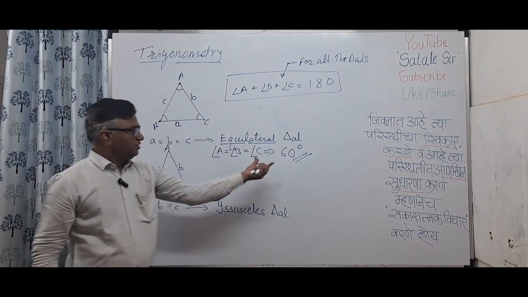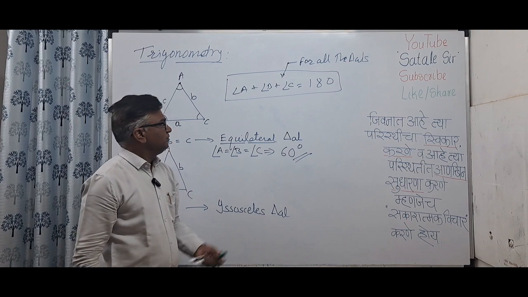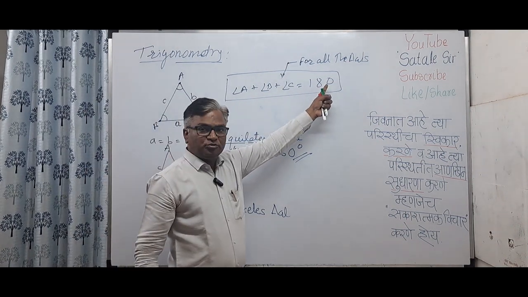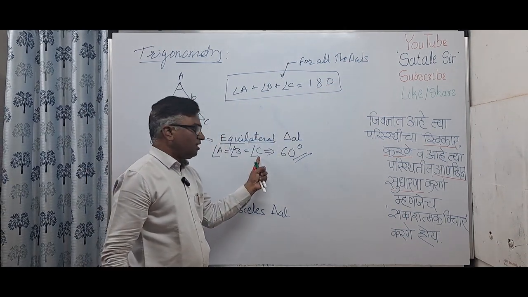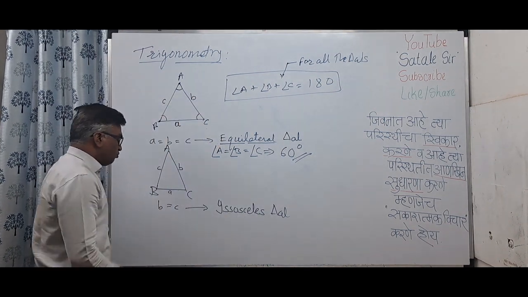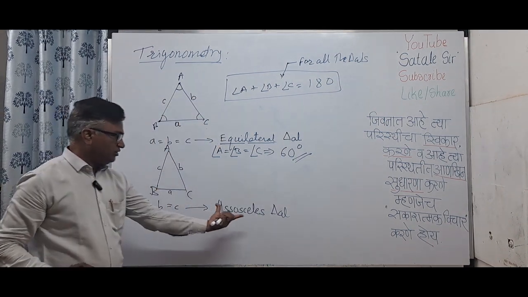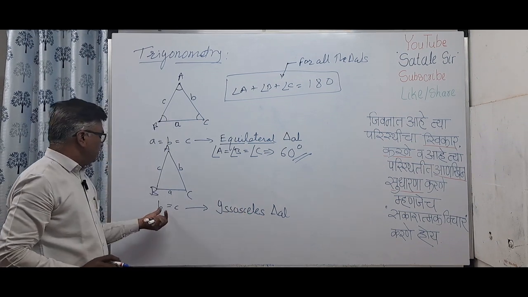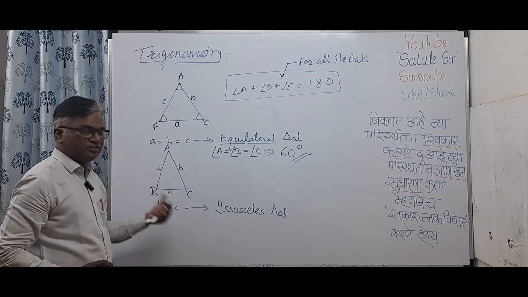Right. So I hope everybody can understand this, because the total angle has to be 180 degrees. If all angles are equal, then each has to be 60 degrees. Now, similarly, in the case of an isosceles triangle, we have only angle B equal to angle C.